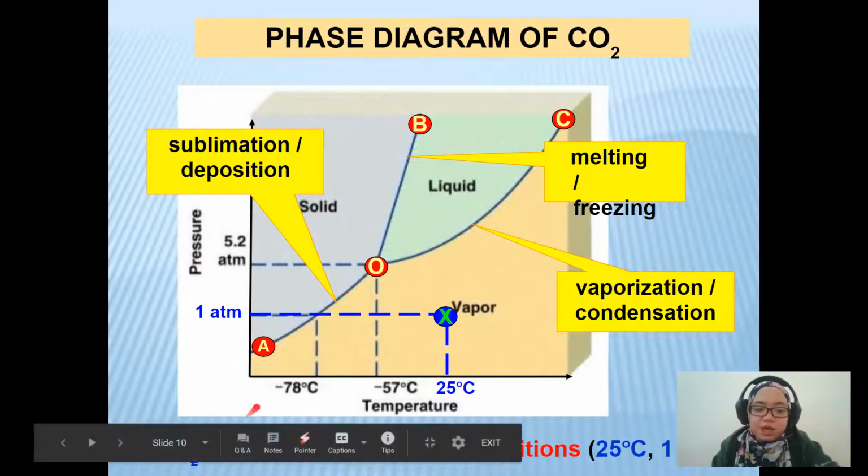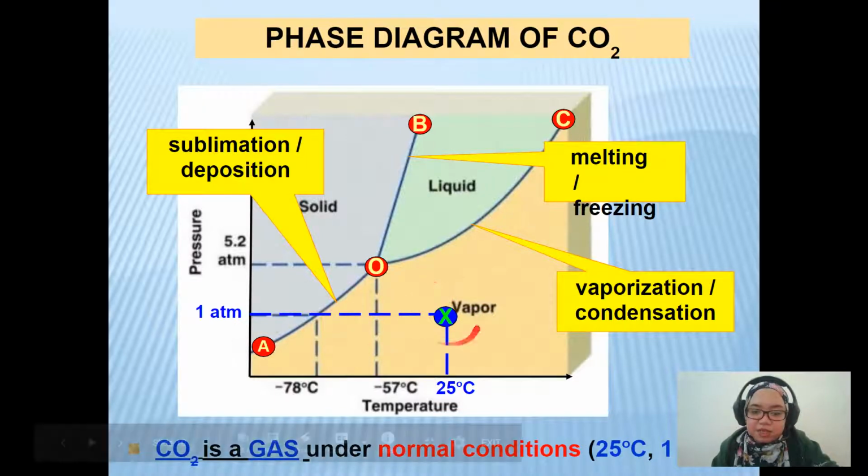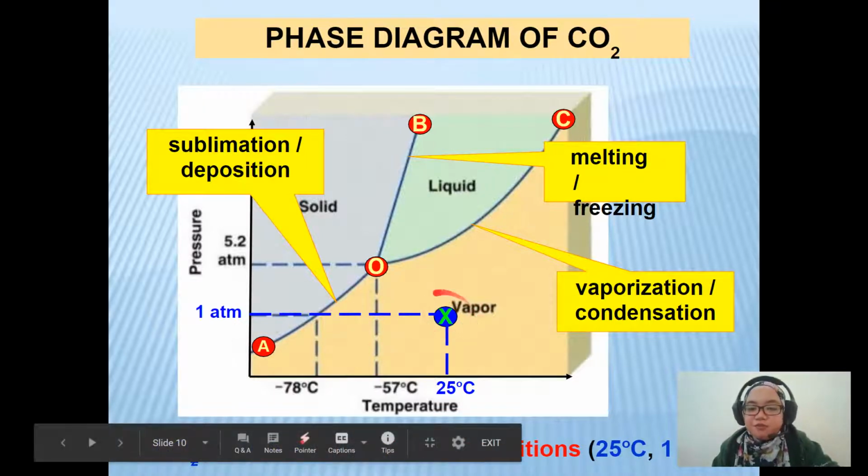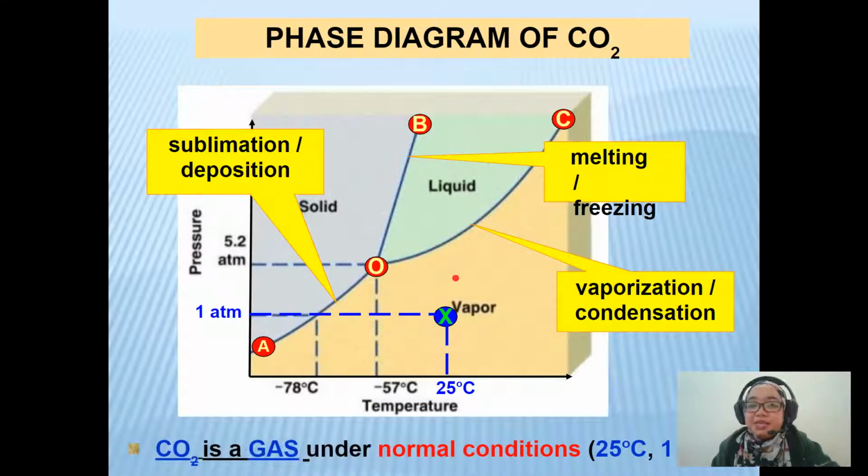Okay, so carbon dioxide at room temperature, 25 degrees Celsius, and 1 atm pressure is in the vapor state, or gas phase. Memang betul lah kan? Carbon dioxide at room temperature, dia exist as gas. Tak ada pun kita nampak dia exist as solid kan? Betul? Ataupun liquid.